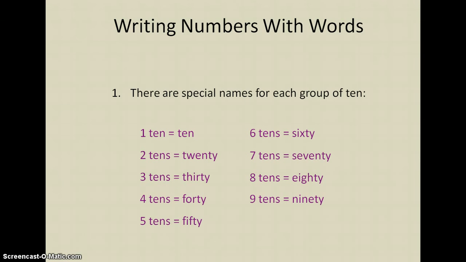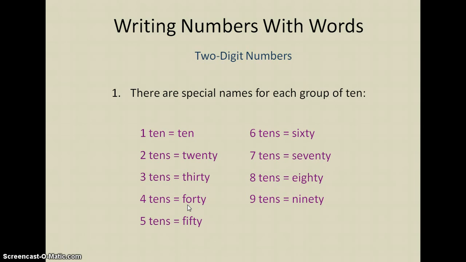For two-digit numbers, we do have some special names for each group of 10. So of course one group of 10 is just 10, but if we have two groups of 10, that means we have 20. Three groups of 10 would be 30. Four groups of 10 would be 40. 5 tens is 50, 6 tens is 60, 7 tens is 70, 8 tens is 80, and 9 tens is 90. And again, with some of these words here, we have some irregular spellings.